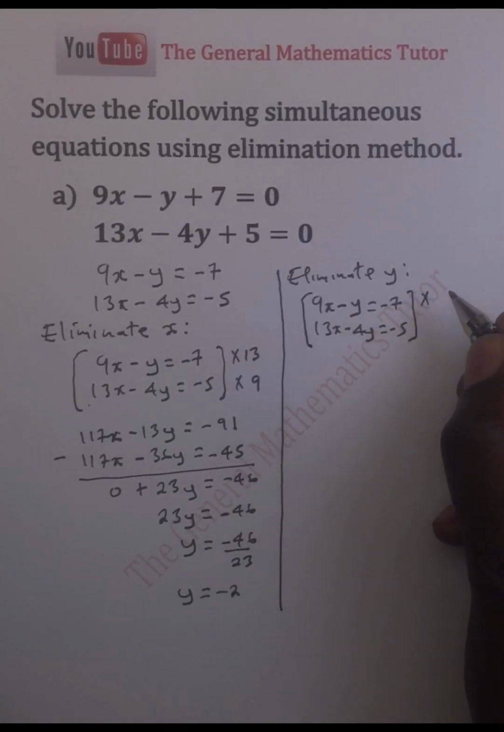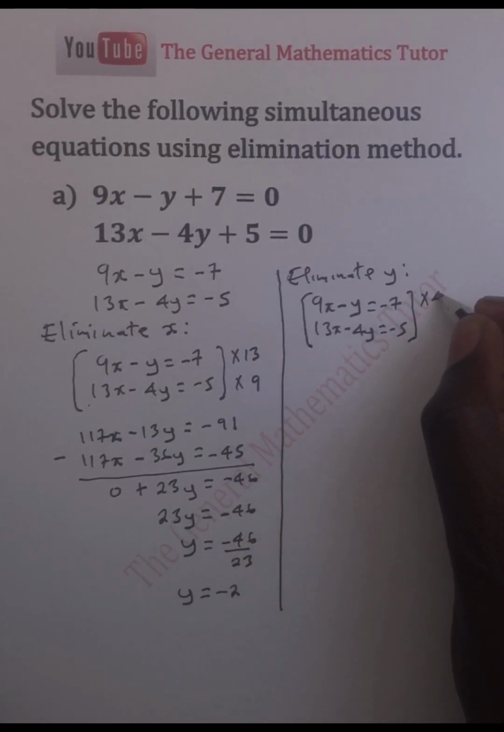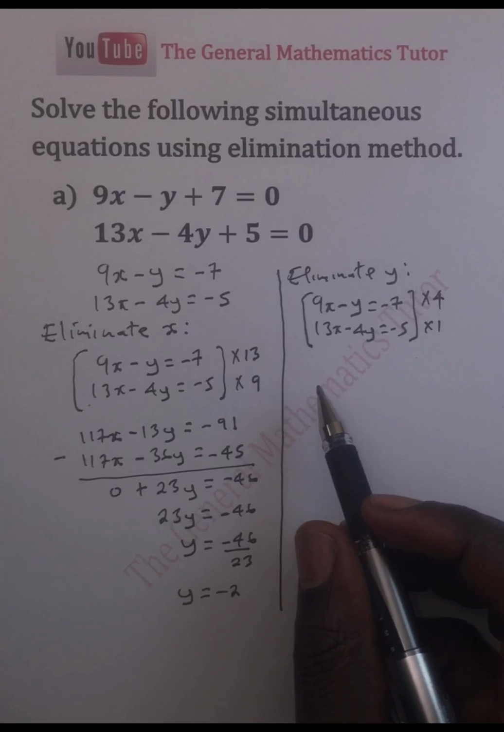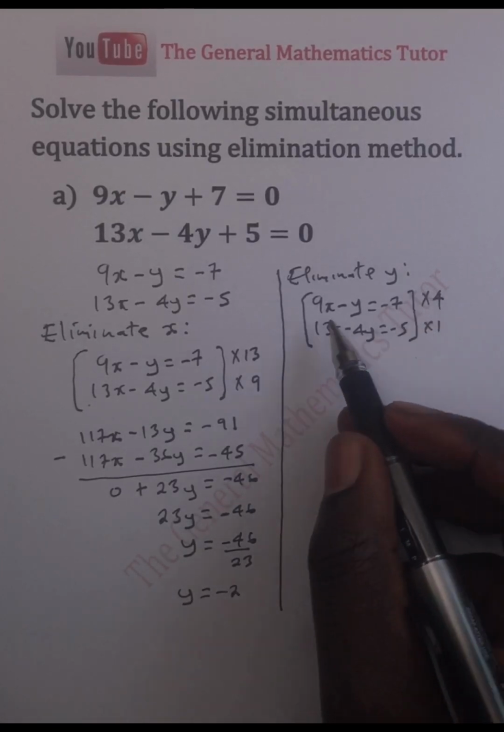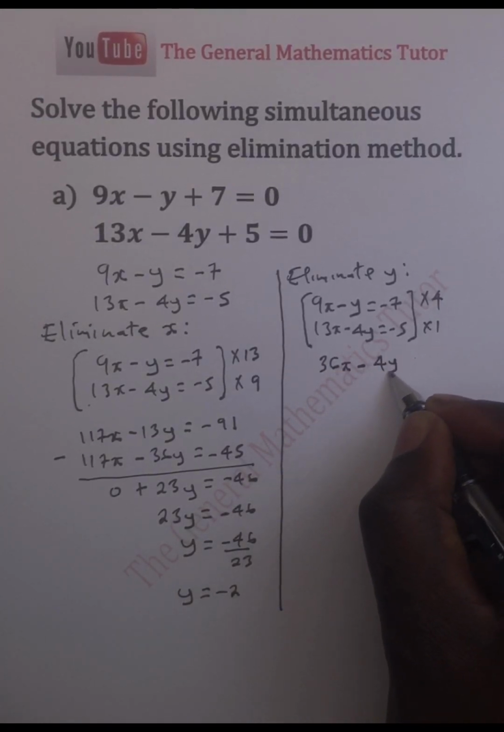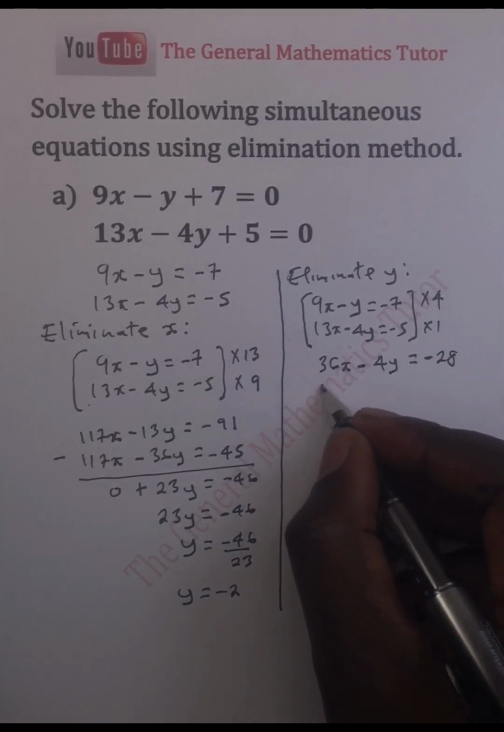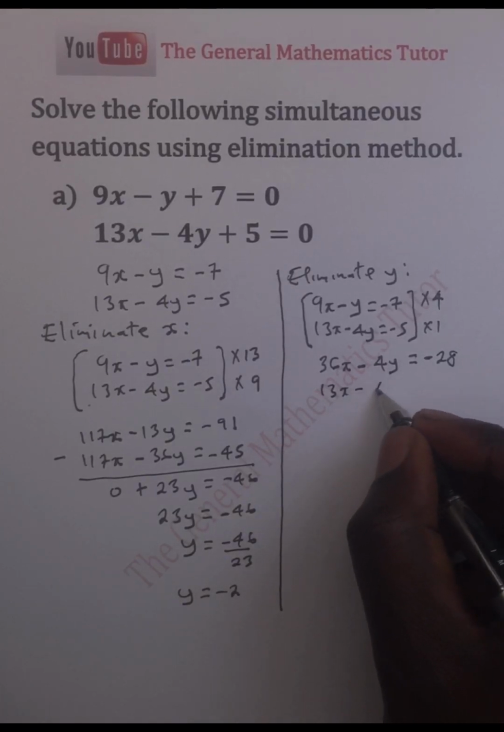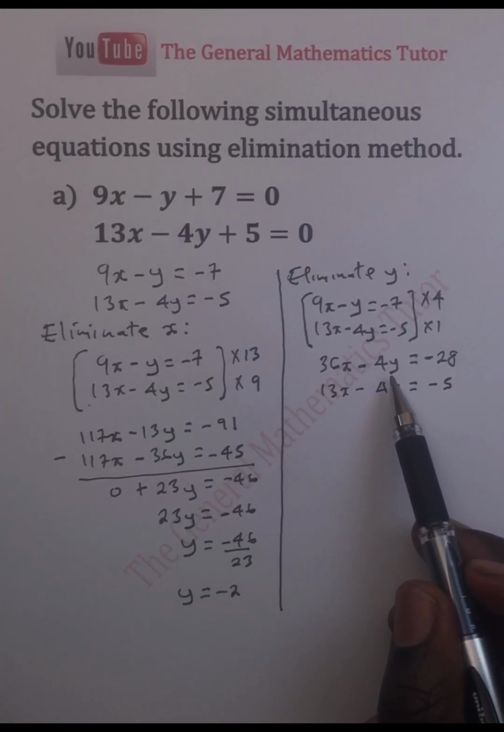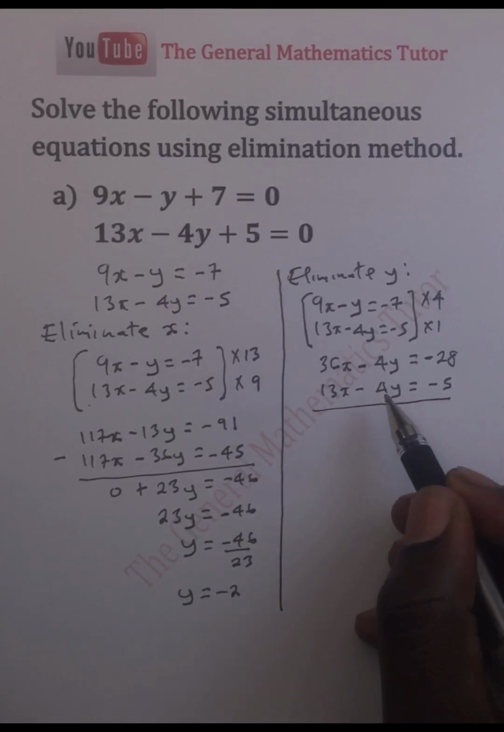So it means we multiply the first equation by the coefficient of y in the second equation, that is -4. But we can just take 4 and then we multiply the second equation by 1. So if we do that, we're going to end up with a different equation, that is 4 times 9, that is 36x minus 4y is equal to -28. And then the second equation will remain the way it is, that is 13x minus 4y is equal to -5.